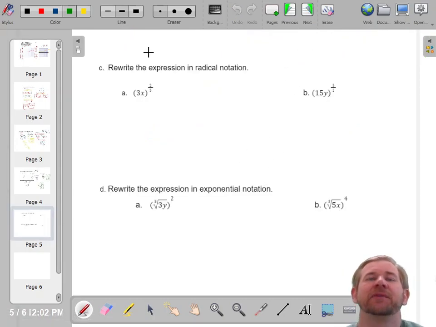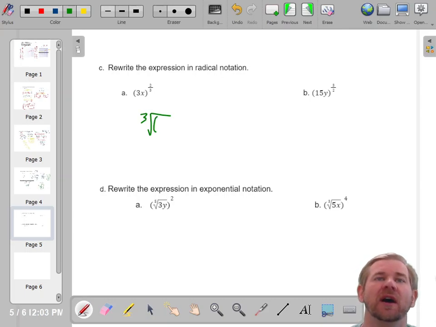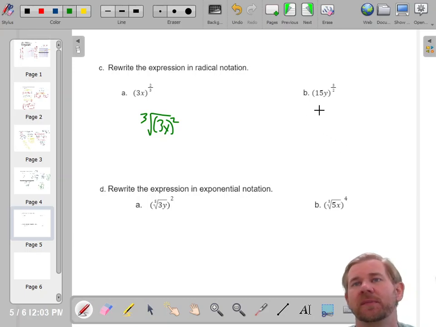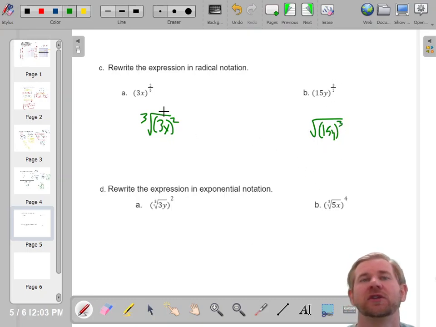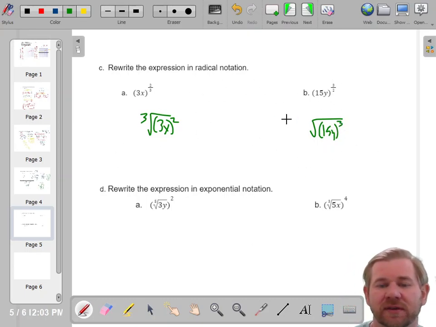All right, last thing, can you rewrite these things in their different forms? What you need to remember is the denominator is the degree of the root. So this would be the cube root of, and I'll just write this as 3x squared. This one would be, if the degree is 2, that's square root of 15y, and we're going to cube that. Make sure you put those in parentheses, otherwise they're not considered simplified.